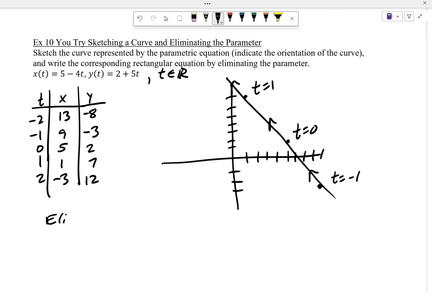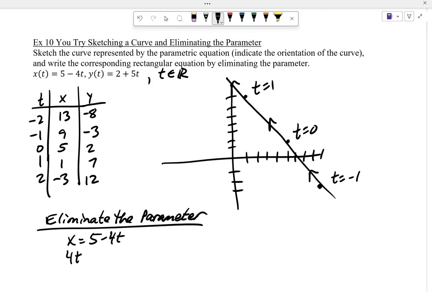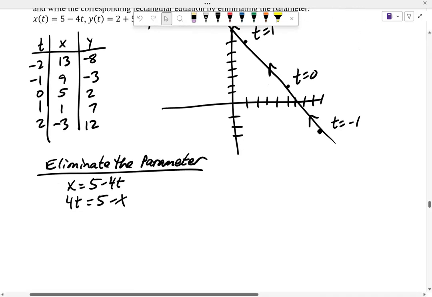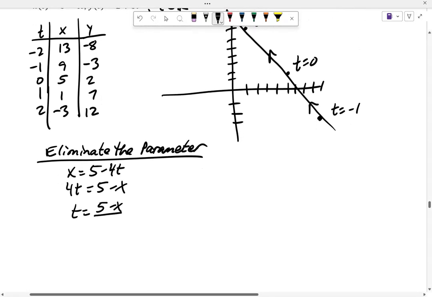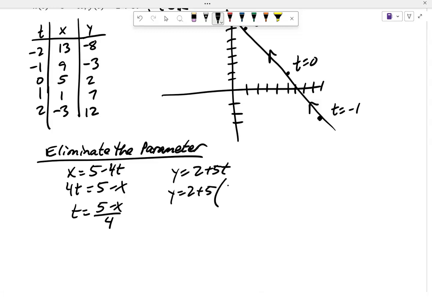And let's go ahead and eliminate the parameter and make sure this is a line. It looks like a line to me. So we get x equals 5 minus 4t, so 4t equals 5 minus x. So t equals 5 minus x all over 4. And then we got 2 plus 5t is the y. So I get 2 plus 5 times 5 minus x all over 4 when I plug that in for t. So y equals 2 plus, let me distribute that. I got 25 fourths minus 5x over 4.